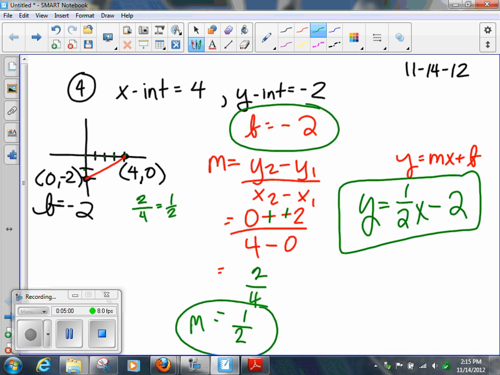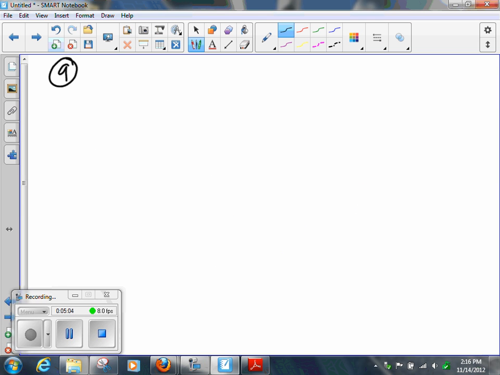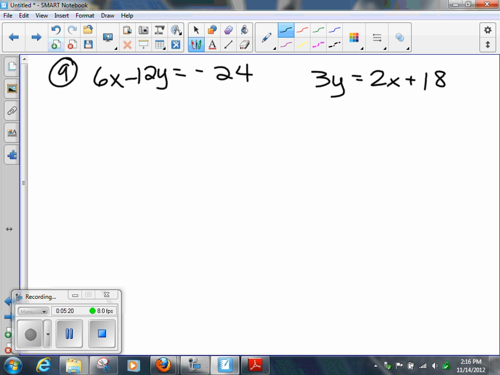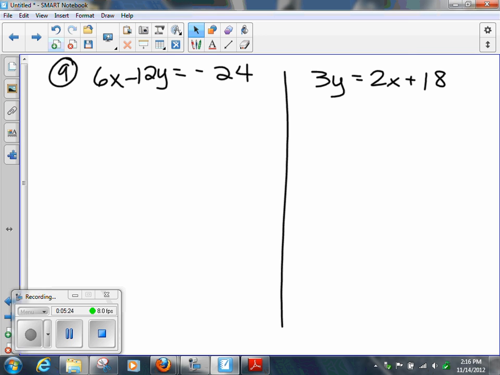What is number 9? 6x minus 12y equals -12. Okay, we're trying to determine what these lines are doing, right? 3y equals 2x plus 18. All right, let's check it out.